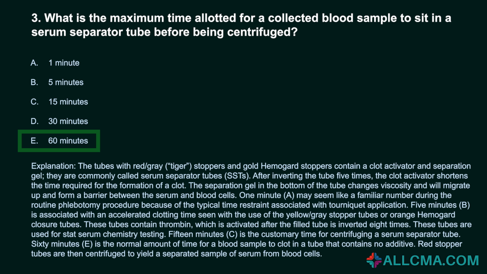15 minutes, C, is the customary time for centrifuging a serum separator tube. 60 minutes, E, is the normal amount of time for a blood sample to clot in a tube that contains no additive. Red stopper tubes are then centrifuged to yield a separated sample of serum from blood cells.